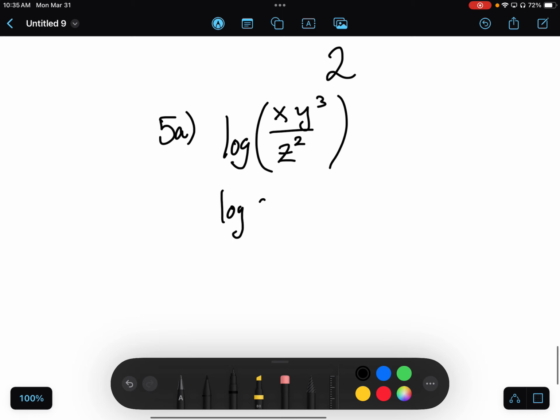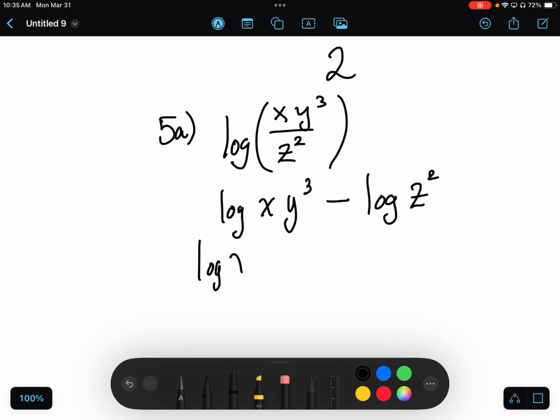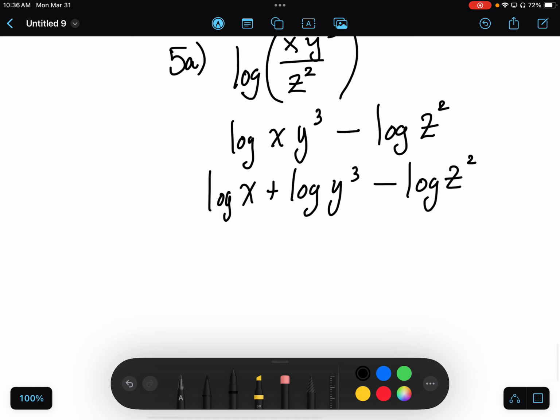So log x, y to the third, minus log z squared. I got rid of the division first. Now I'm going to get rid of the multiplication. Log x plus log y to the third minus log z squared. Is everybody okay with that so far?